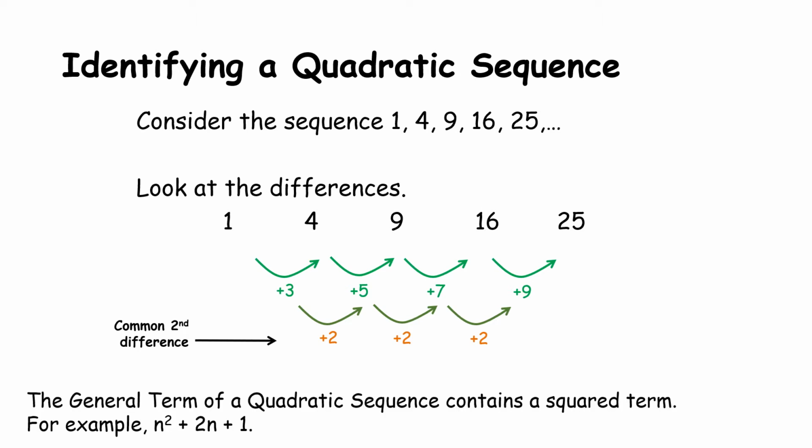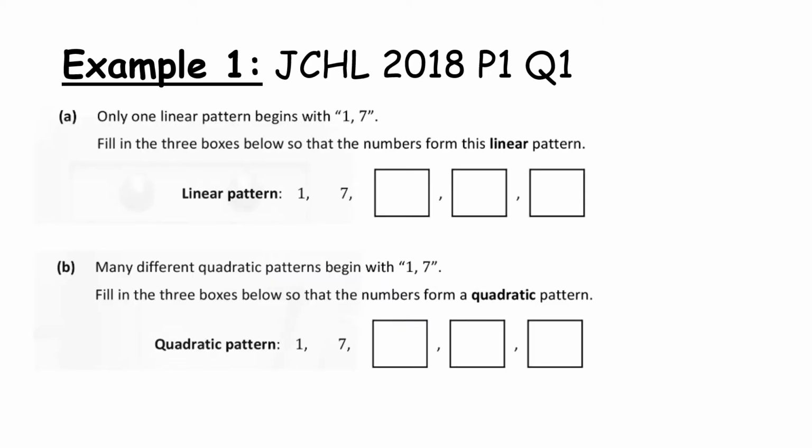So the general term of a quadratic sequence contains a squared term, so it looks something like an n squared, an n, and a constant. So an n squared plus 2n plus 1 is an example. There could be a coefficient in the n squared, there could be a coefficient of the n, and then there is a constant. So let's take a quick look at an example.